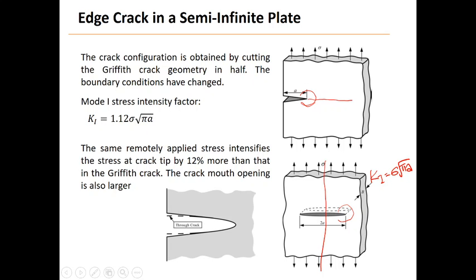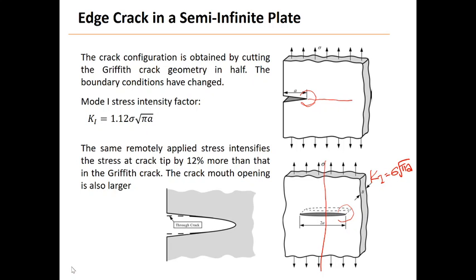Okay, and so another way of saying this is that this configuration under the same applied stress sigma is going to crack first than this one, because the intensity around the crack tip is higher in the edge crack configuration than in the Griffith configuration, right? The intensity is 12% more, right? Under the same loading of sigma. So this is the edge crack.